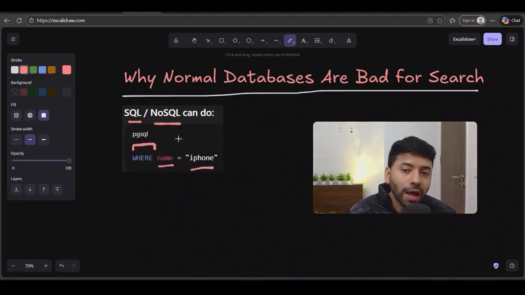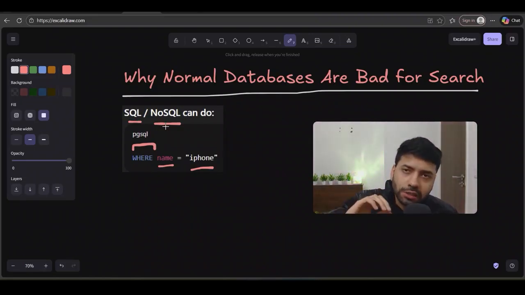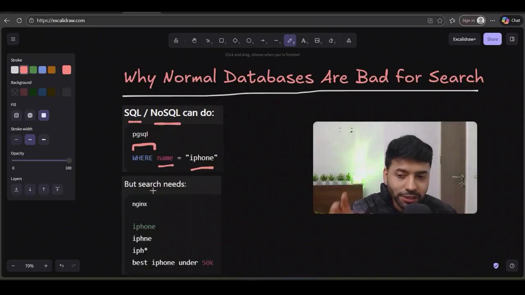So if you want to search for iPhone in the database, both SQL and NoSQL can give you that kind of data. So something you can say like exact matching. You can also do a wildcard kind of matching in SQL and NoSQL, but of course the time complexity of that would increase. But when we talk about search operations, they don't just need this exact word.